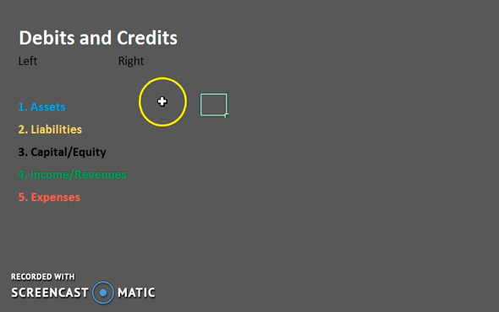Now, debits and credits, the way that we analyze these depends on what type of account that account is. For right now, this might be a lot of just simple memorization, but in the long run, this will make a lot more sense. So for now, let's take a look at how we can really analyze this.